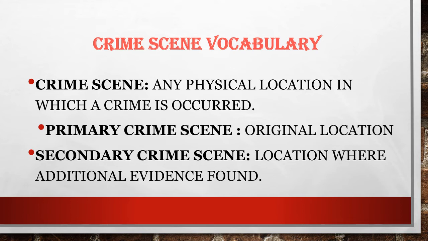Here is some crime scene vocabulary. Crime scene. A crime scene is any physical location in which a crime has occurred. It is of two types, primary crime scene and secondary crime scene. Primary crime scene is the original location. Secondary crime scene is the location where additional evidence is found.